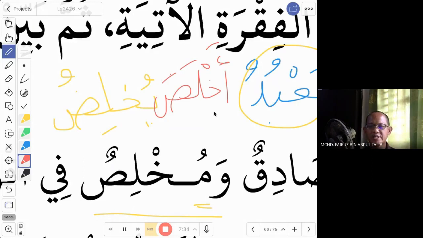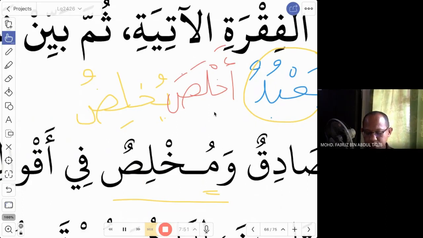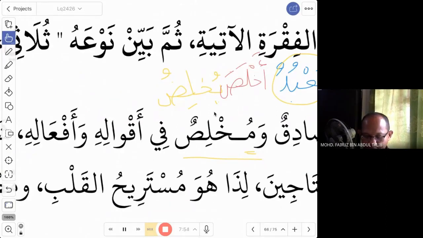By knowing the wazan. So mukhlisun is from the fi'il akhlasa. Akhlasa means to be sincere. Yukhlisu, the verb to be sincere in the mudari form. Mukhlis, the person who is sincere. Okay, so that is the third word, mukhlisun. So he is mukhlis, means he is sincere.